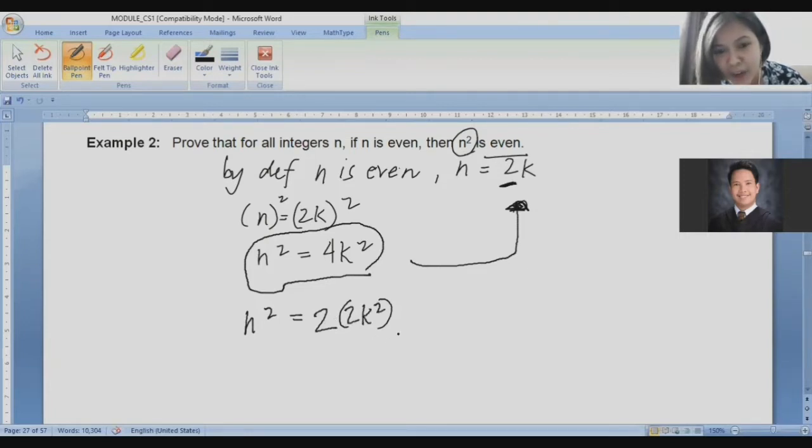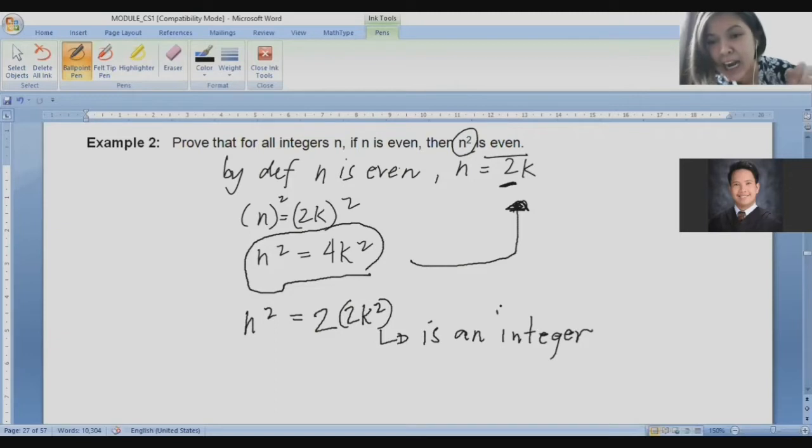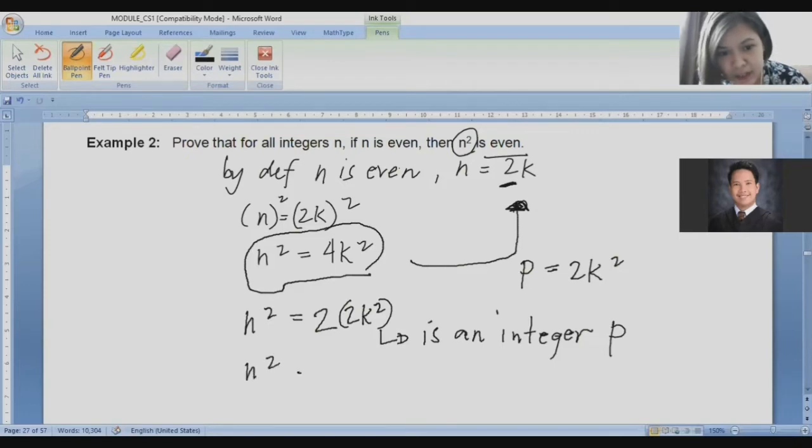Okay? So you assume, for some, 2k squared is an integer. Take it as one number: a single number is equal to 2k squared. It is an integer. For example, the letter I will use again is p. p is an integer. So if p is equal to 2k squared, replace 2k squared by p. So n squared now is equal to 2 times, what is equal to 2k squared? p. So now I have shown that if n is even, then n squared is also even.